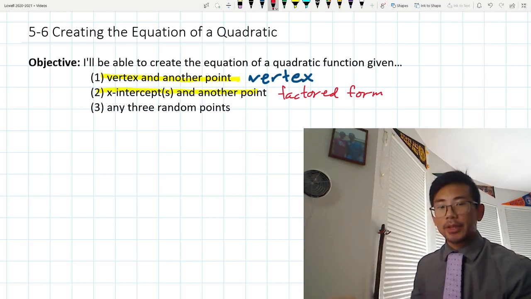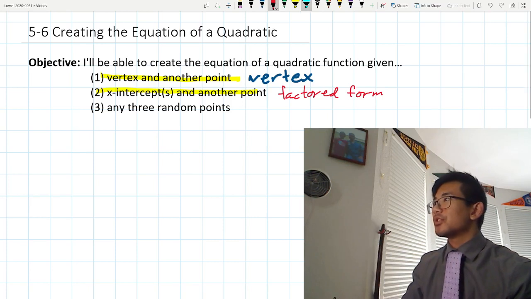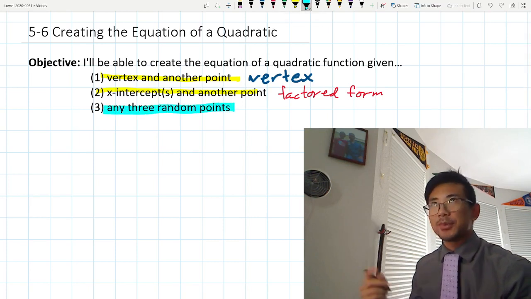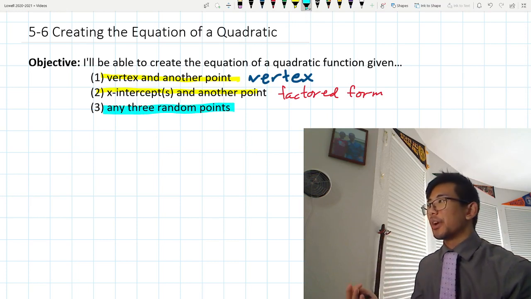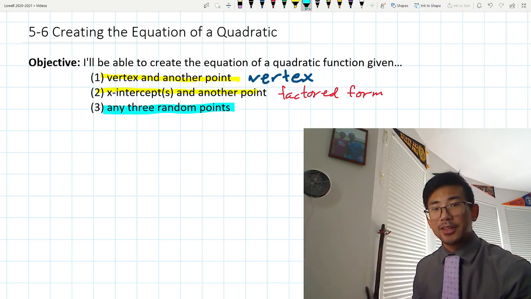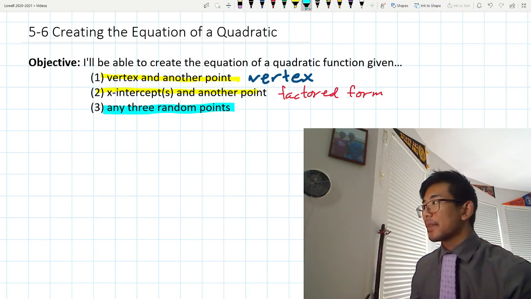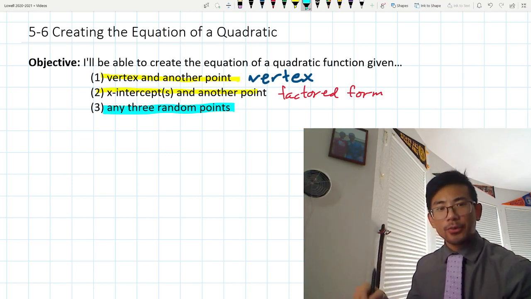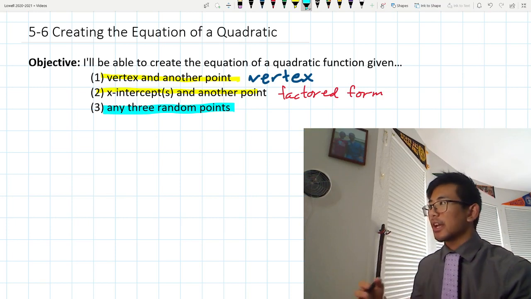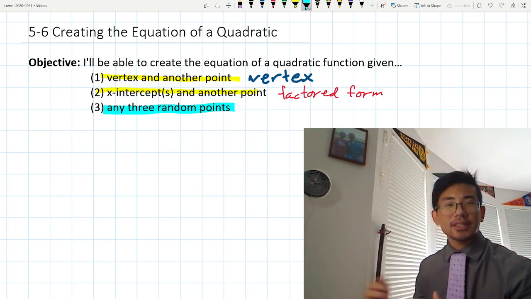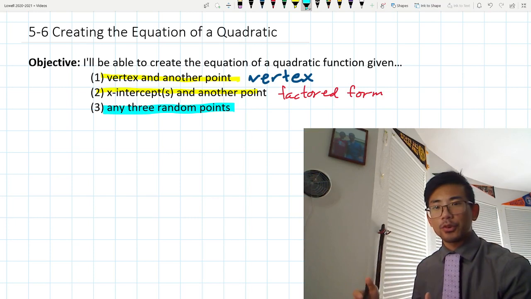Now, what we're going to talk about in this video is the most general method, which will always work. Well, actually, assuming that you have 3 points. So if you had only 2 points, like the vertex and the second point, then you would need to use the vertex form or something like that. But what if I just had 3 random points? They weren't symmetric, so I couldn't find the vertex, and they weren't x-intercepts, so I couldn't use its factored form.